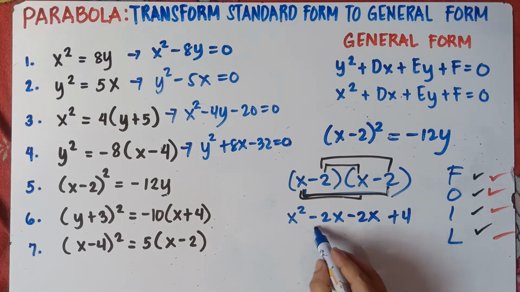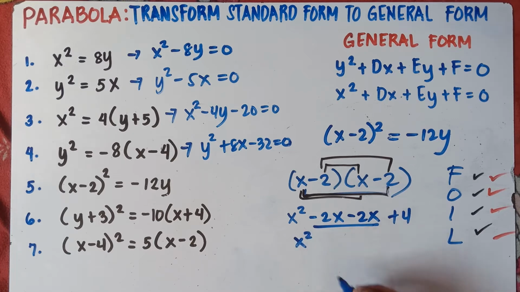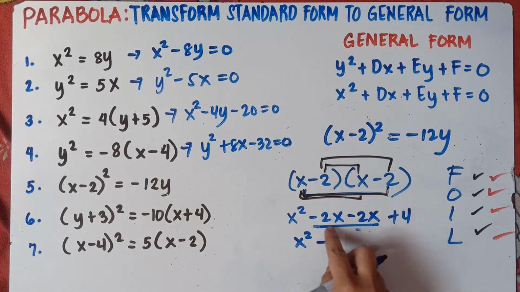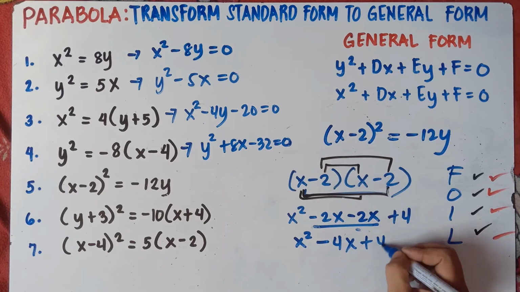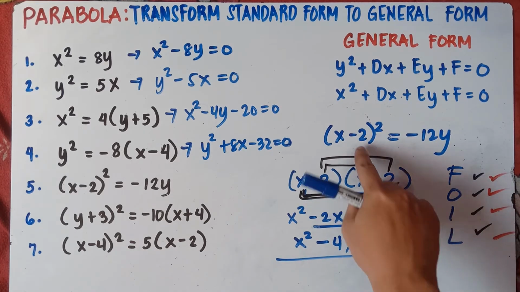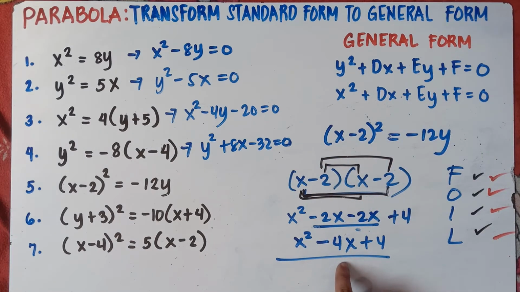And then you combine like terms. So if you have this kind of equation, copy x squared first. Negative and negative. If they are both negative, simply copy the negative sign, and then you add the numbers. 2 plus 2 is 4. Then copy x. Then copy plus 4. That's it, class. That's the answer for this x minus 2 quantity squared: x squared minus 4x plus 4.